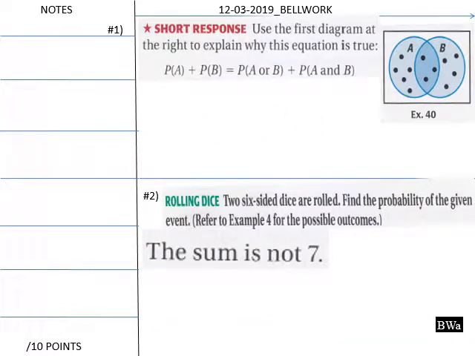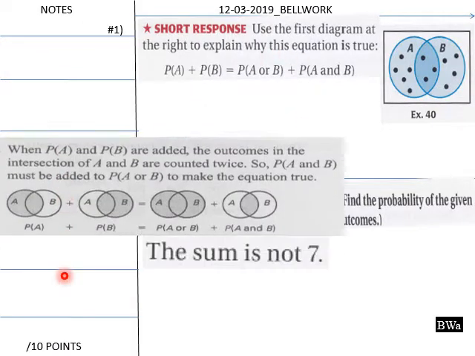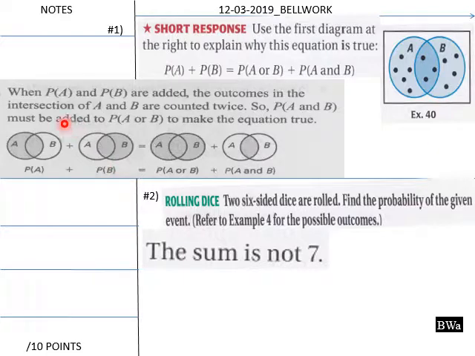Okay, welcome back. We're getting ready to do our solutions now for today's bell work. There is the solution for number 1. When probability A and probability B are added, the outcomes in the intersection of A and B are counted twice. So probability A plus probability B equals probability A or B plus probability A and B. So we get a little bit more that way by using these diagrams.